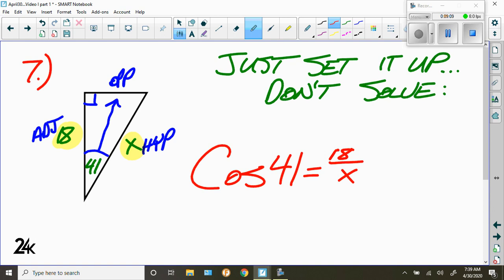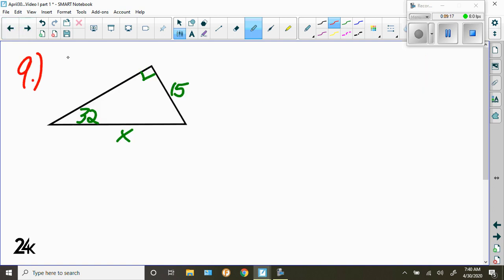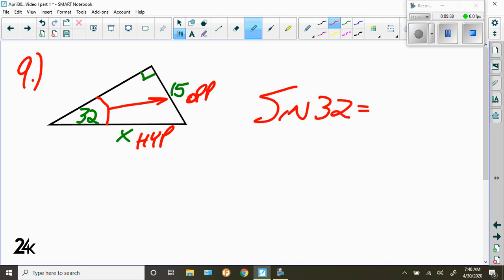I got to stretch. And that's it. That one's done. Next, number 9. Okay, here's 32, so I'll draw an arc, draw an arrow. That's opposite. There's the box. That's hypotenuse. So which one uses O and H? Well, that's sine. So it's going to be sine 32 is opposite over hypotenuse. That's it. You leave it there.